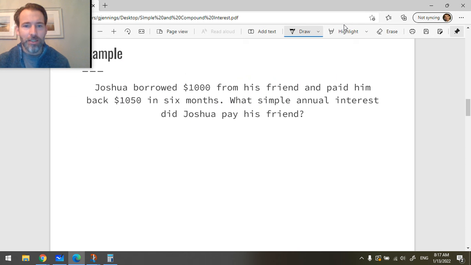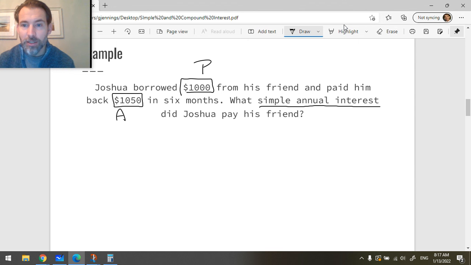Okay, so now this one is telling us the P, that's the principal, that's how much he borrowed. And then this one is telling us the amount that he paid back. So we can look very easily and say he paid $50 in interest. But now what we're asked is, what simple annual interest rate did he pay? So we're being asked to solve for R. All right, so let's take a look and see how we can do that.